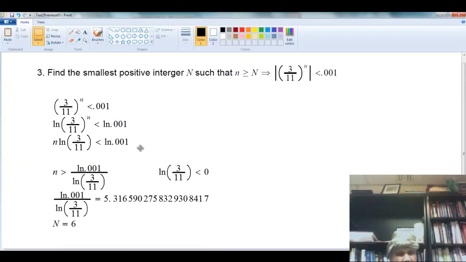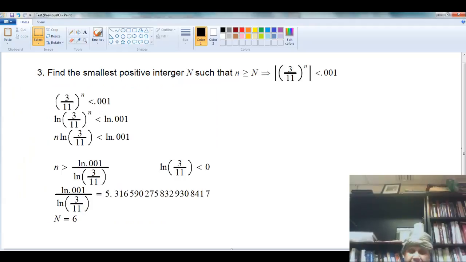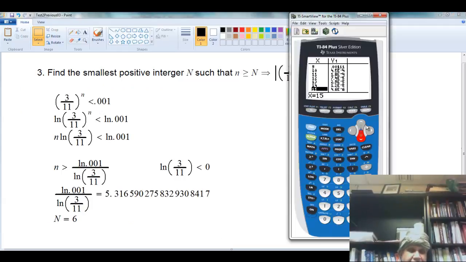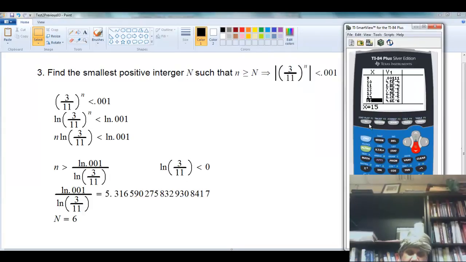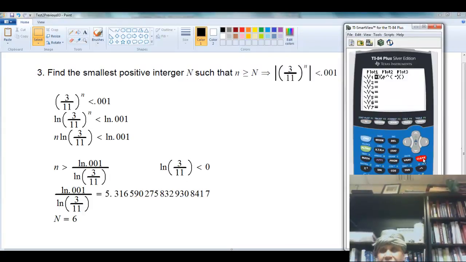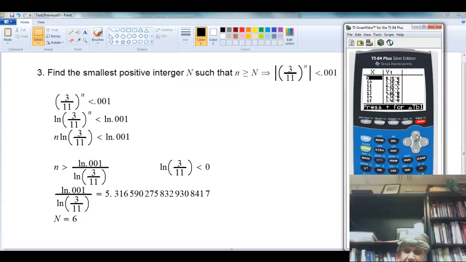So this is how much? 5.31. That means, how many terms do you need? 6 or more, right? Because 5.31, my little n has to be greater than 5.32. Who is the smallest positive integer that's greater than 5.32? 6. We cannot say 5.33, because it's an integer, that's what it wanted.